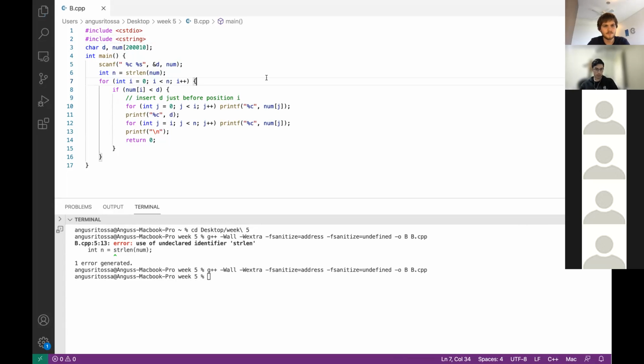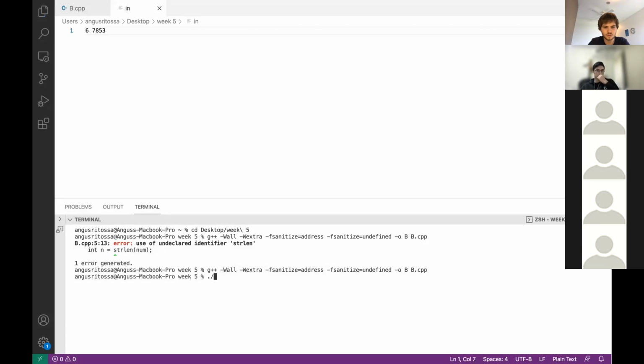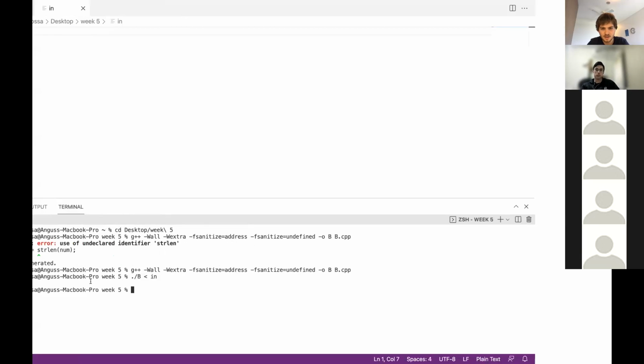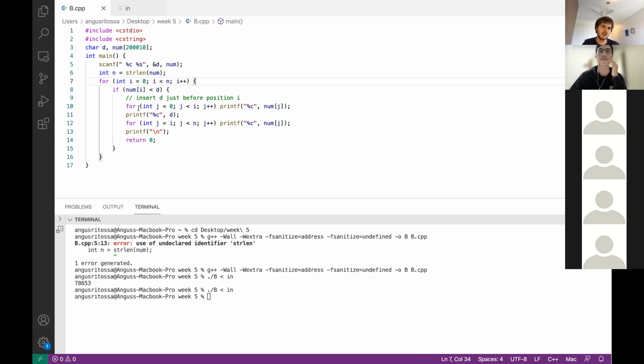So here, let's just have our input file. The first input is this. So we run our code on this input. It outputs 78653, which is correct. In this case here, it outputs nothing, which is a bit of a problem. It should output something. Now, if we look at our code, any thoughts on what's going wrong? Why is it outputting nothing?